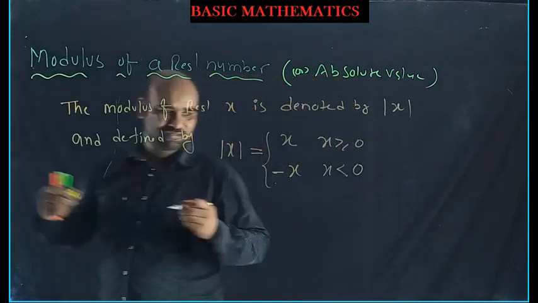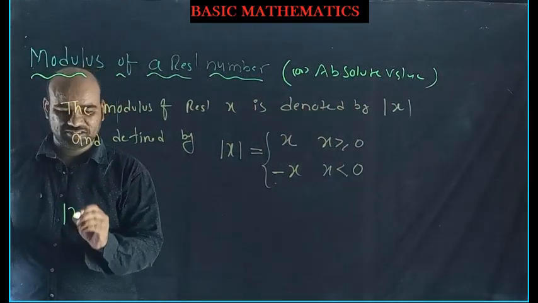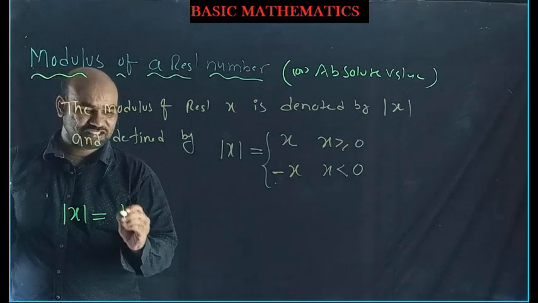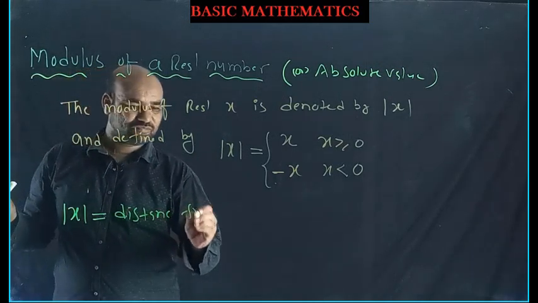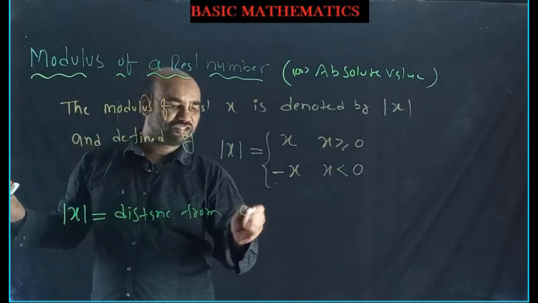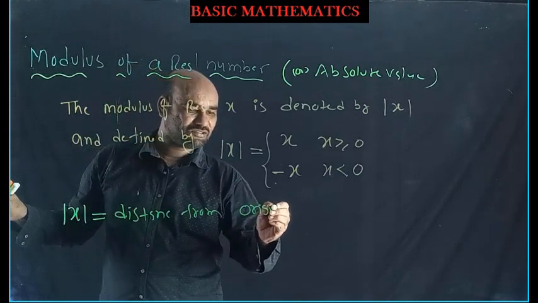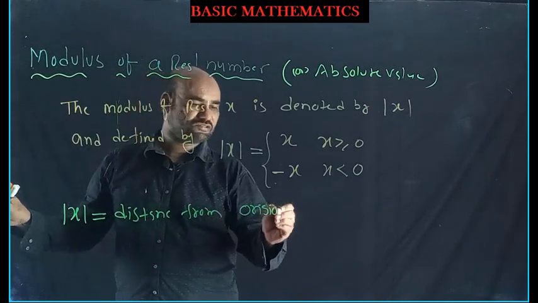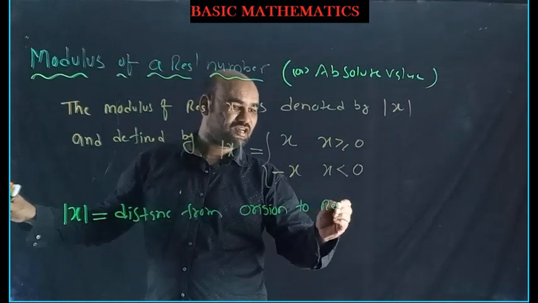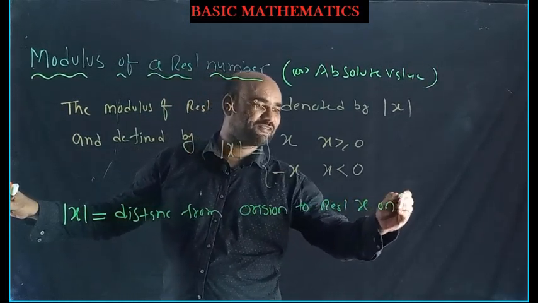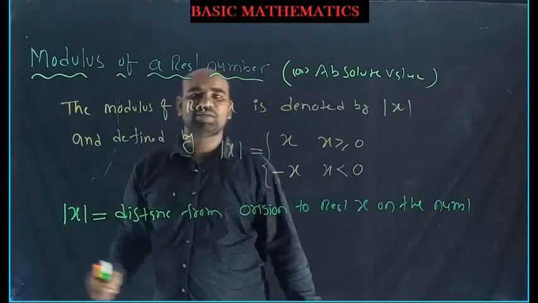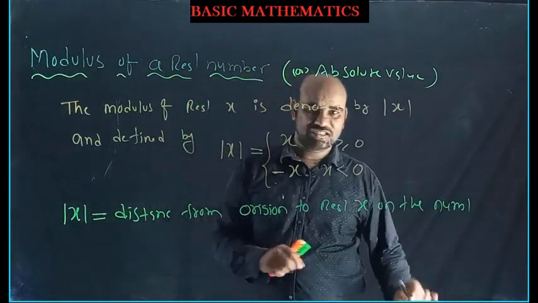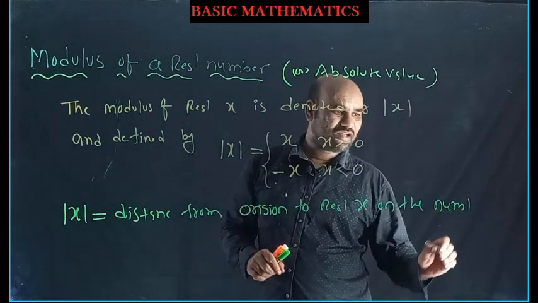See, I am writing mod x means distance from origin to real x on the number line. On the number line means coordinate plane, means you can say x axis. Just I can say number line. On the number line.